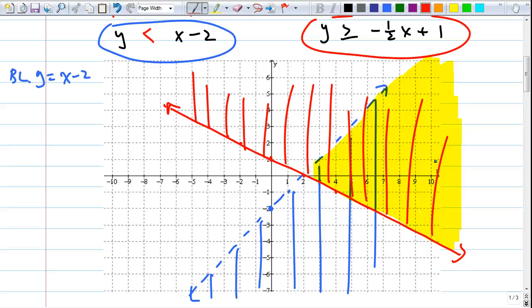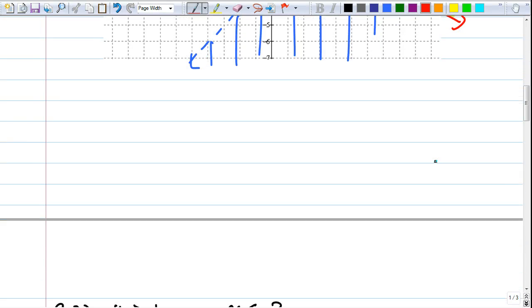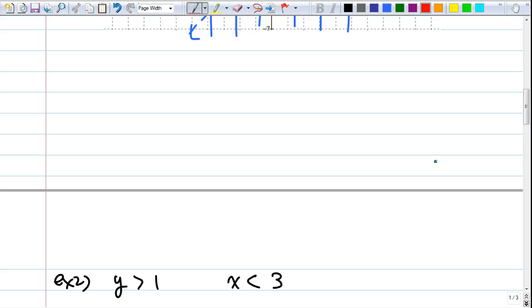Can you do something like this on your own then? Try this one here. Example 2. What if I give you these simple inequalities? y greater than 1 and x less than 3. What would the solution for these inequalities be? Everybody go ahead and try. Give you time.